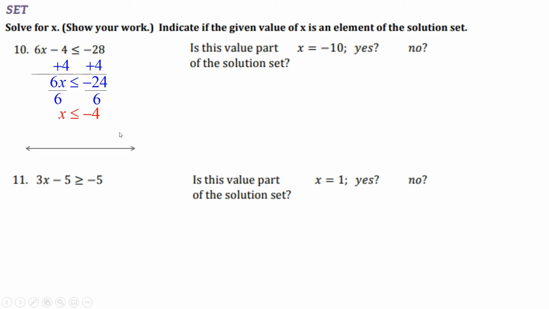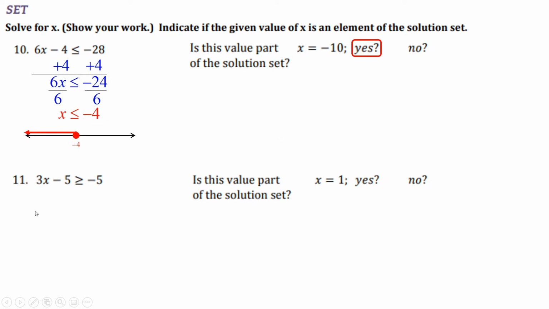So let's graph it. Hash mark, and what's the key number on my number line? Negative 4. What's the dot? Do you see the equals? That's a solid dot. And x is less than or equal to negative 4, so that's going to be everything to the left, including the negative 4 this time, based upon the solid dot and the less than or equal to. So now I look at their possible solution. X equals negative 10. Well, negative 10 is over here, and that would be part of this solution set. So we have a yes.